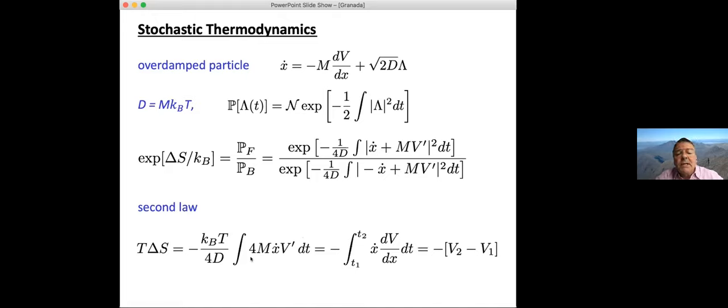And so when the dust settles on that, T delta S, the heat, if you like, is the difference in the potential energy of the particle between the initial and the final state. So that's, you can think of that as second law. It also encodes the first law, conservation of energy.